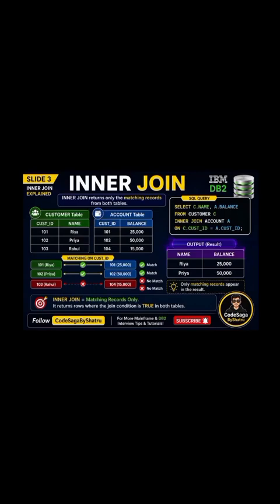Customer ID 102 is also present in both tables, so Priya appears in the result. Customer ID 103 exists only in the customer table, so Rahul is not included. Customer ID 104 exists only in the account table, so it is also not included. As a result, the output contains only Riya and Priya because inner join returns only the matching records from both tables. Remember this interview rule: inner join equals matching records only. Now we have understood inner join. Let's move on to left join.